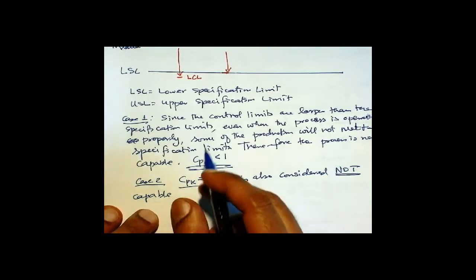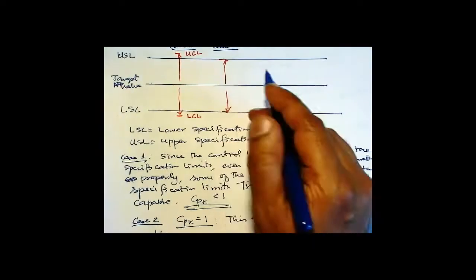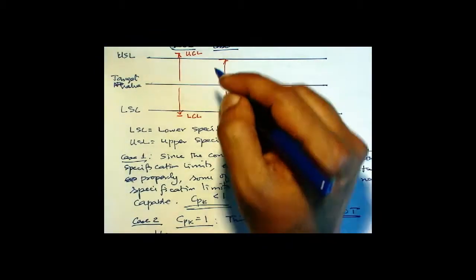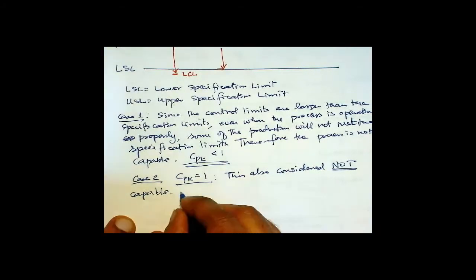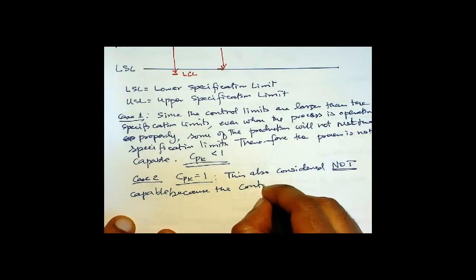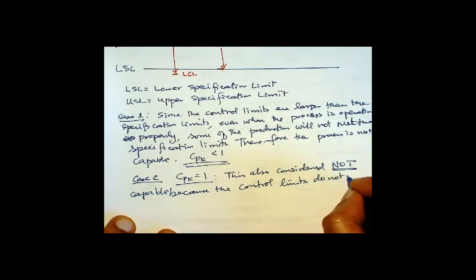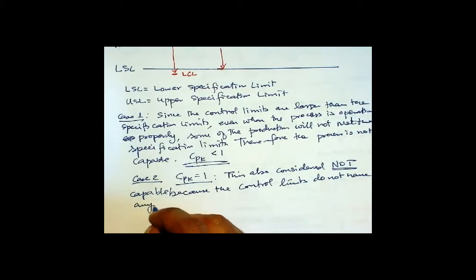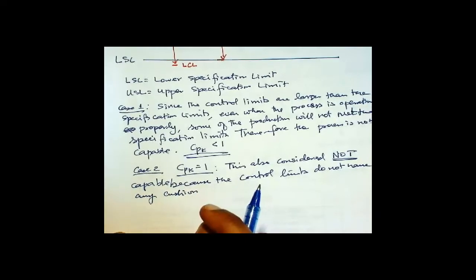because this is a statistical measure. So just because it is exactly meeting or exactly equal to the specifications, you cannot guarantee that there may not be any problems with the products that are produced by this process. But because the control limits do not have any cushion or safety margin.